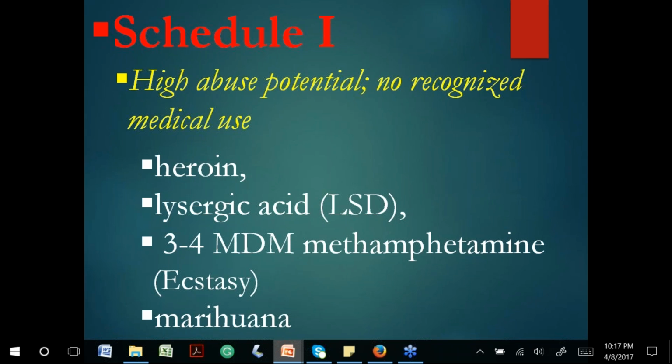For example, drugs like psychedelic drugs. We have heroin, for example. Nobody treats anybody with heroin. Those are drugs that can produce high abuse potential, and they don't have a recognized medical use. That is Schedule 1. Marijuana, please, legalized or not legalized, is Schedule 1, period. Okay, it is Schedule 1.